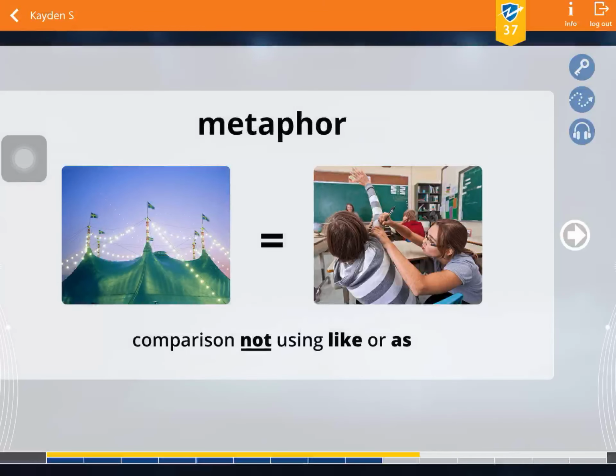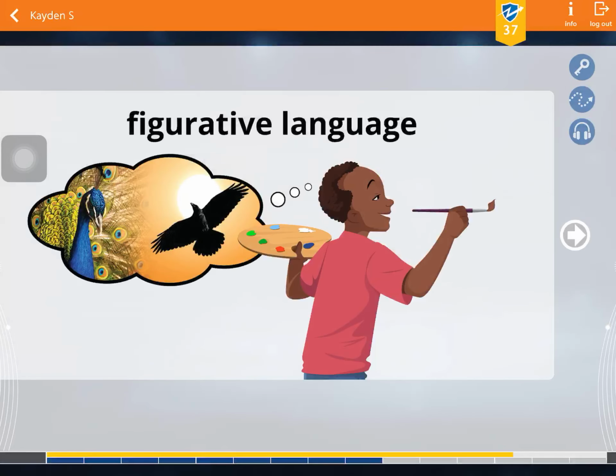And you've learned that a metaphor is a comparison that does not use like or as. Don't forget that figurative language helps you paint a picture in your mind of what is happening in the story.